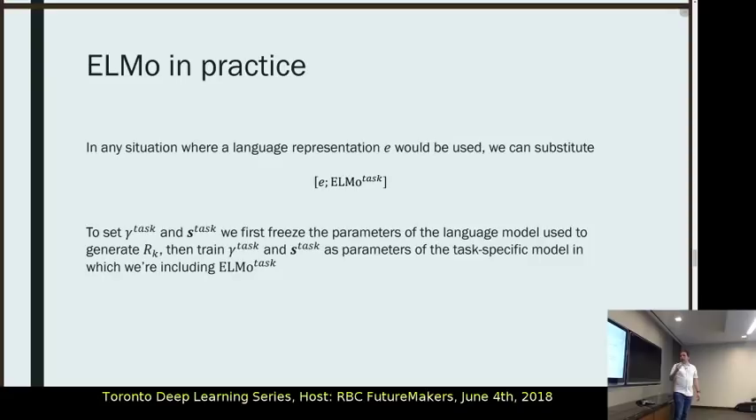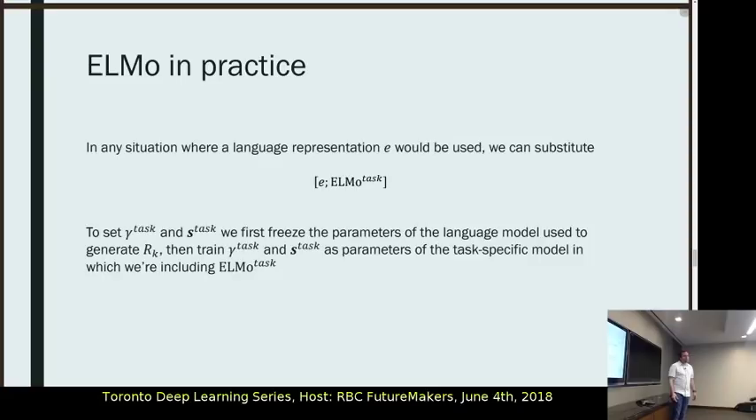To set the gamma task and that S task vector, we freeze the parameters of the language model that we used to generate R_k, and then we just train gamma and S as parameters in whatever task-specific model we're working on. There are examples in this paper of six or seven other models that they attached this to, and in every case, the only change they made to the architecture of those models was to append these ELMo vectors and train the task-specific parameters. And in every case, they show the results getting better. Now, take that with a grain of salt. No one's going to publish a paper where the results don't look better, but we'll get to that.